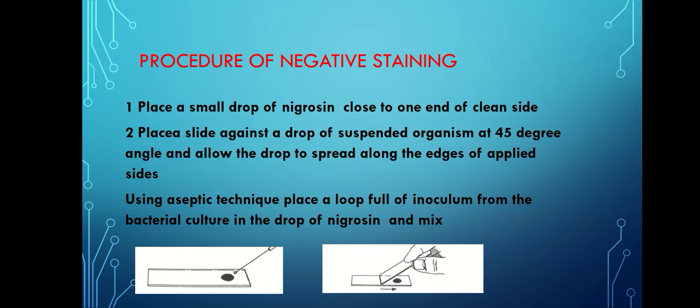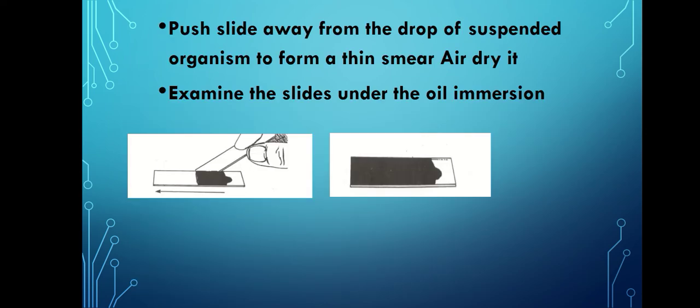Procedure of negative staining: place a small drop of nigrosin close to one end of a clean slide. Then place the slide against a drop of suspended organisms at a 45-degree angle, and allow the drop to spread along the edges of the applied site as shown in the figure. Then, using aseptic technique, place a loopful of inoculum from the bacterial culture in the drop of nigrosin and mix it well. Then push the slide away from the drop of suspended organisms to form a thin smear and air dry it. Examine the slide under the oil immersion objective.